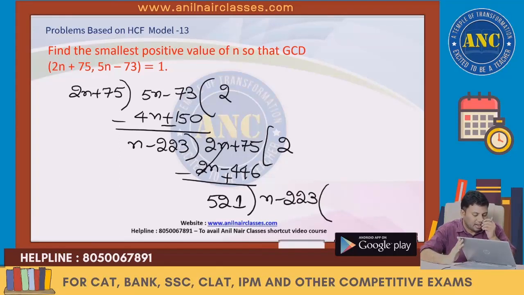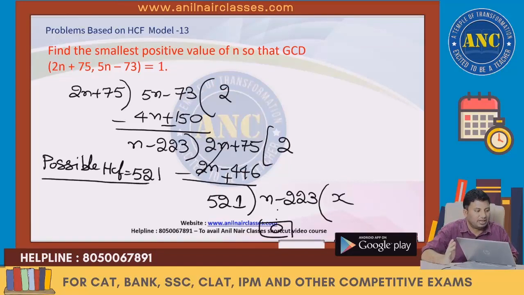At a certain value of n, with 521, some value will be there which will be 0. So what will be the possible HCF? Possible HCF is nothing but 521. But what is the question? Smallest possible value of n.